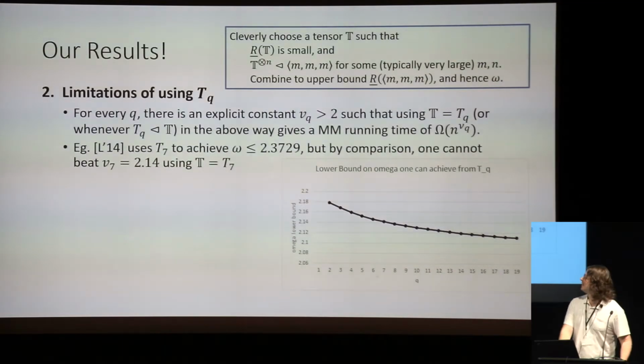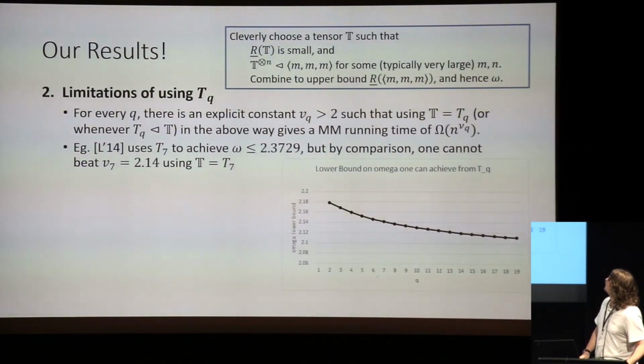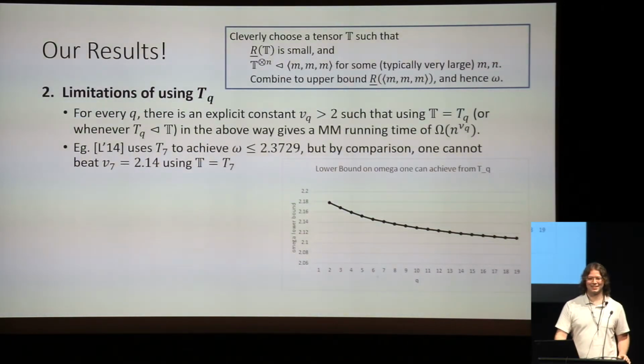Is this the order of quantifiers here? So, I mean, it's for every Q there is an explicit constant, VQ larger than 2, or do you know that there's an explicit constant regardless of what Q is? Yeah, for every Q, there's an explicit constant.